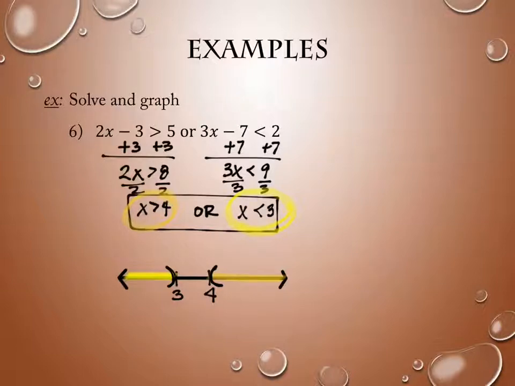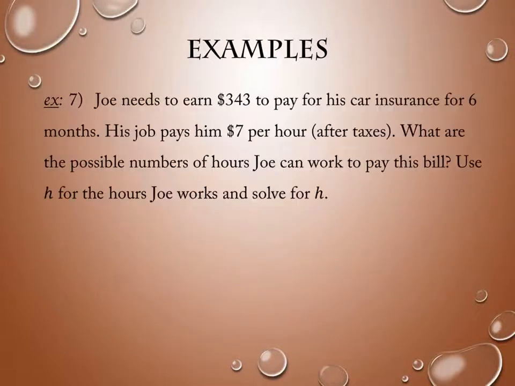So I'd like to show you where in the world this is all leading to in terms of an actual word problem. So you've got a few word problems in the middle of this section, and they look and feel a lot like this particular one. Joe needs to earn $343 to pay for his car insurance for 6 months. His job pays him $7 per hour after taxes. What are the possible numbers of hours Joe can work to pay this bill? Use H for the number of hours Joe works and solve for H.